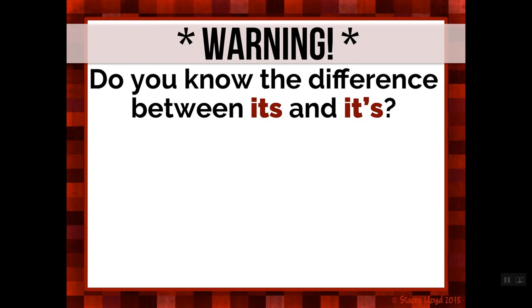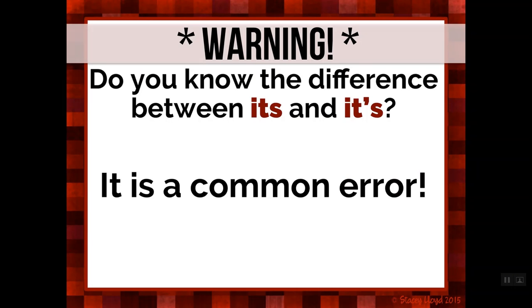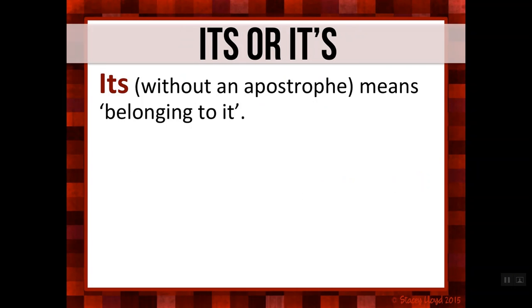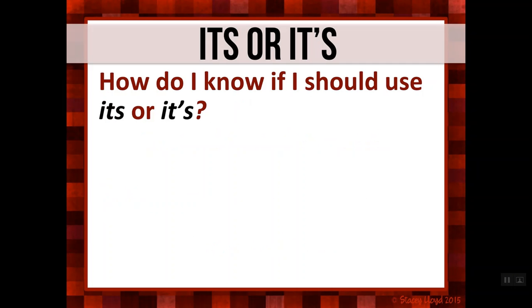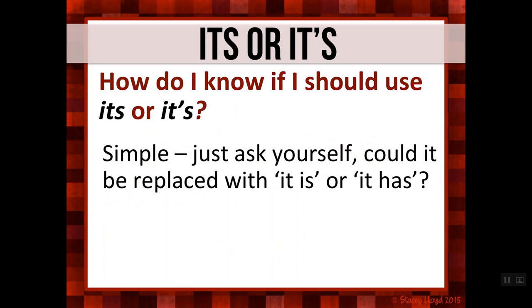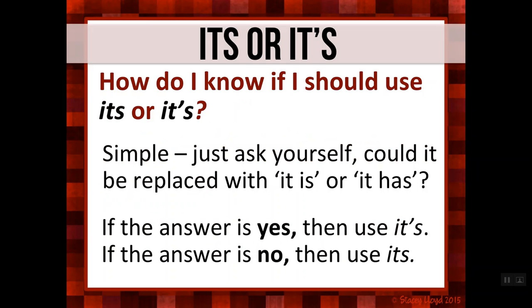Warning: do you know the difference between its and it's? It's a very common error. So its without an apostrophe means belonging to, as in, the cat licked its paws. And it's with an apostrophe is a contraction of it is, as in, it's raining here. How do I know if I should use its or it's? Just ask yourself if it could be replaced with it is or it has. If the answer is yes, then use it apostrophe s. If the answer is no, then use its.